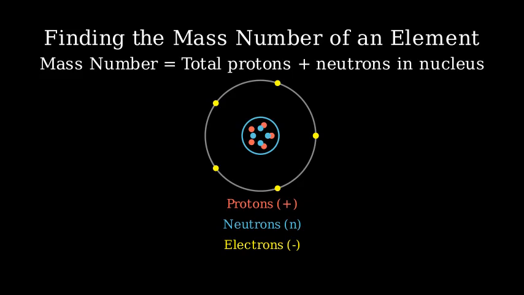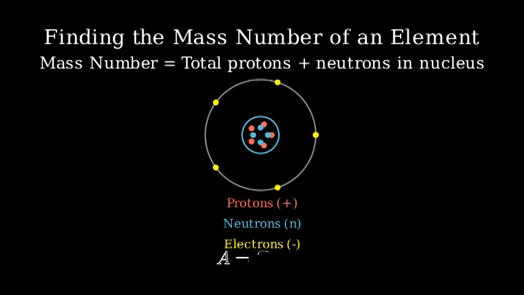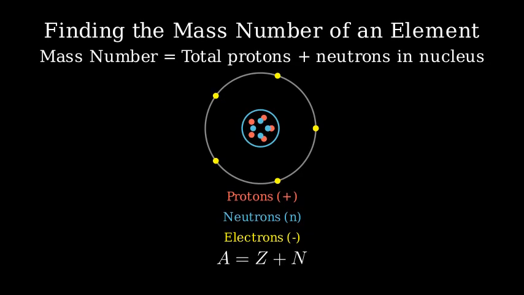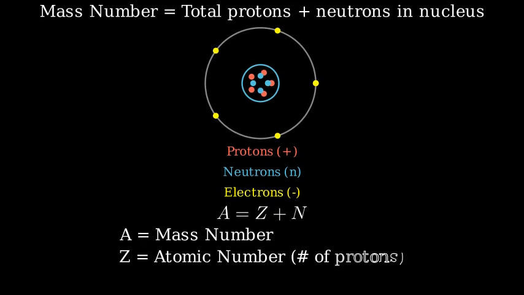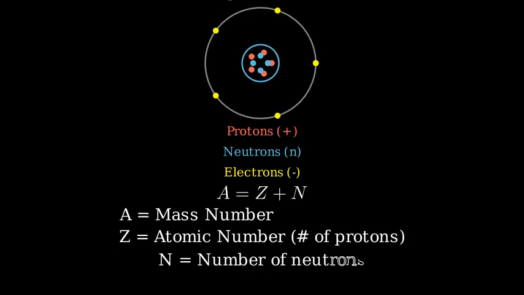The formula for finding the mass number is simple. The mass number A equals Z plus N, where Z is the atomic number of protons, and N is the number of neutrons. The atomic number Z is the number of protons, which you can find on the periodic table. Then you just need to add the number of neutrons N.